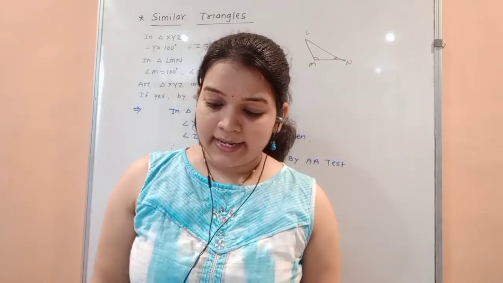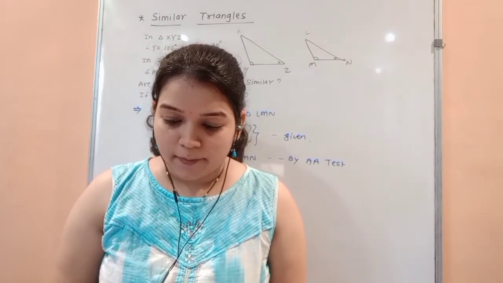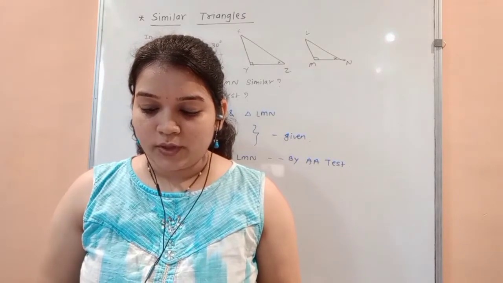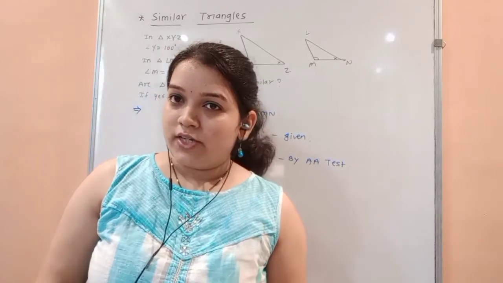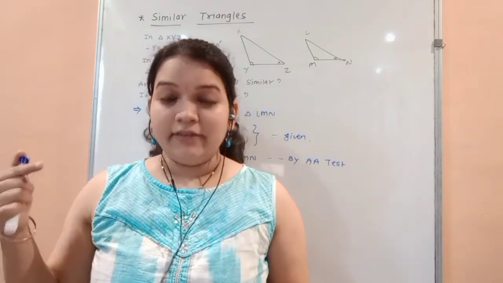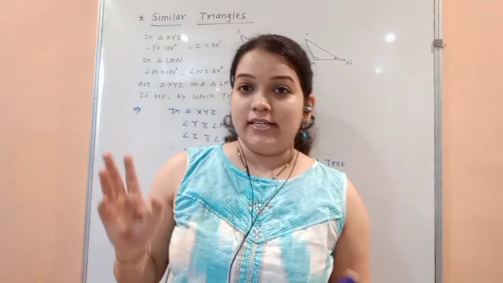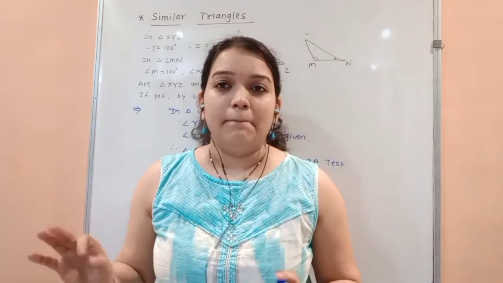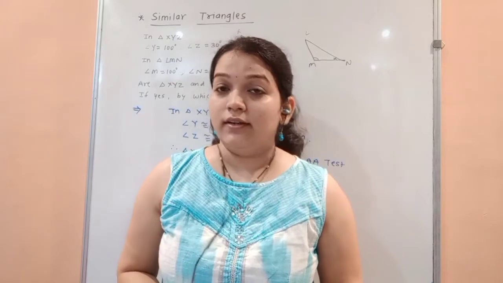So triangles PMN and UVW are given to you. If you take PM upon UV, then 6 upon 3, that means 2/1 is the ratio, and if you take MN upon VW, that is 10 upon 5, the ratio will be the same, 2 upon 1, and the angle in between, that is angle M and angle V, both are congruent to each other. So by SAS test, you can say the two triangles are similar. Such type of questions will be asked to you, and they are very simple to solve. Okay students, I hope this much part is very clear to you.